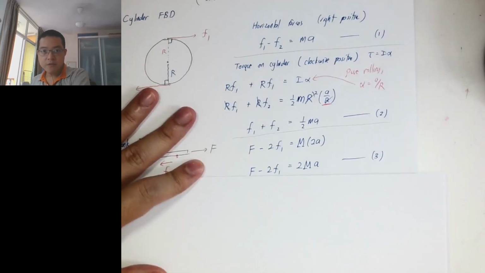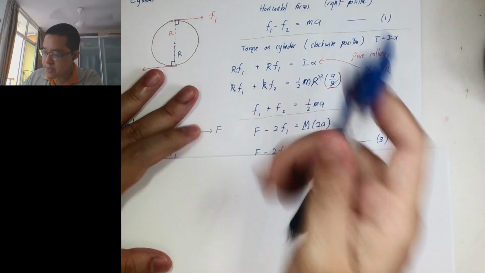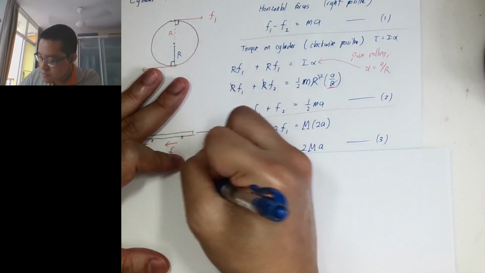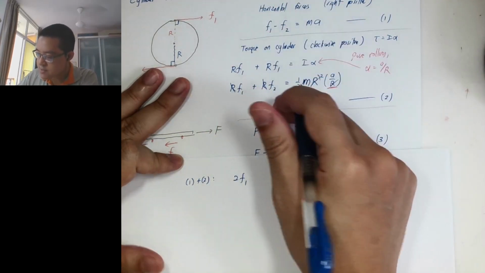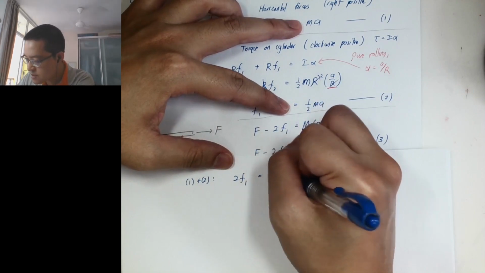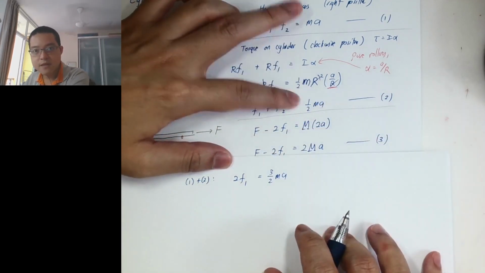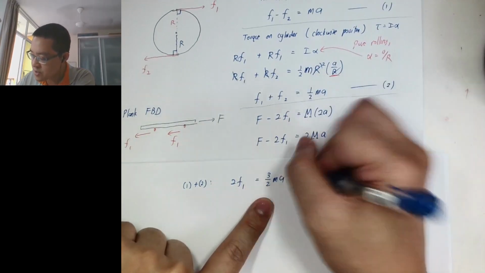Right. So three equations. Well, I can settle these two equations first. Let me take equation 1 plus 2. So if I take 1 plus 2, I get 2F1, so this plus this cancel. And then the right hand side plus right hand side, I got 3 over 2 MA. Can you see? And just nice, I can substitute this straight into equation 3.